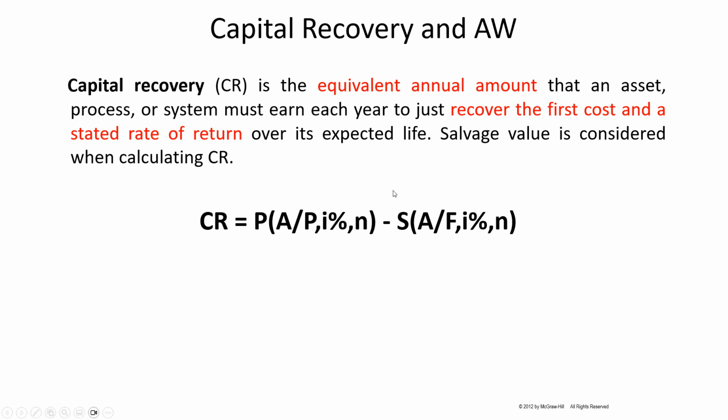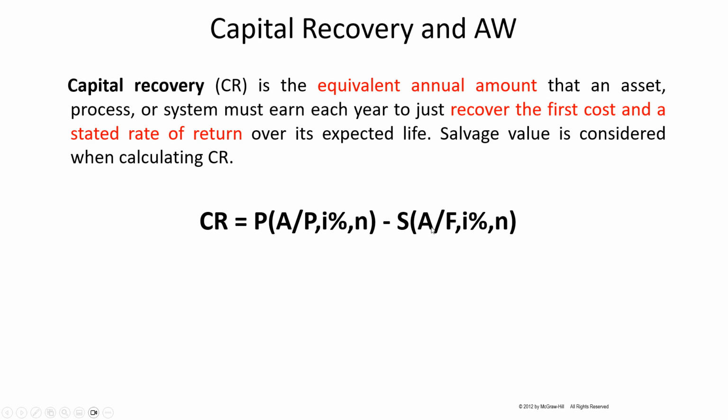If we look at the formula here, you are taking a present value, which is the purchase price, and you're annualizing it with find A given P at whatever the given interest rate and number of periods are. So you're finding an annual equivalent, the economic equivalent of the initial purchase price, and then you're subtracting out the annual equivalent of the salvage value, S. So you're finding A given F.